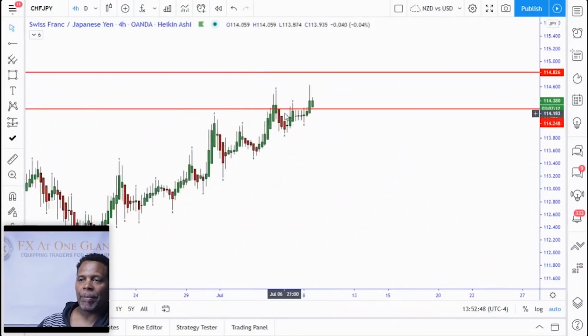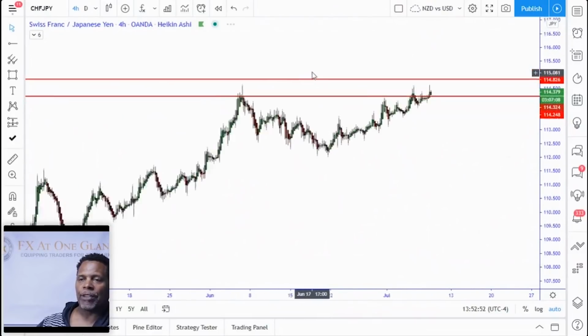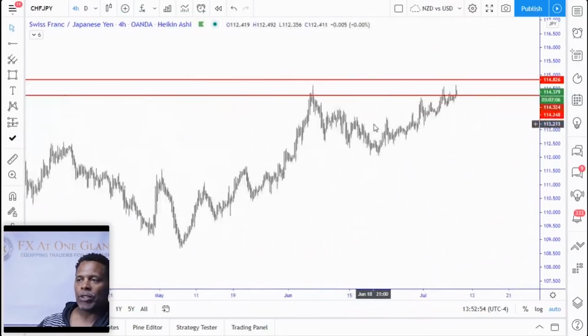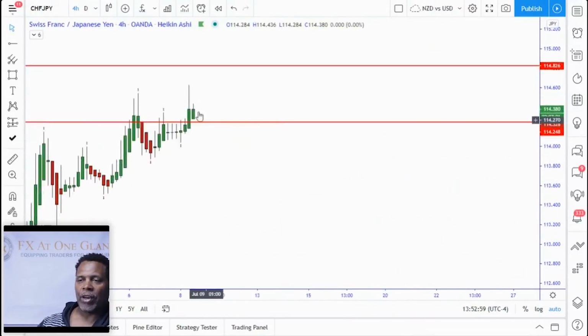But see, I like to be up in the zone. We are in the zone. If I did take this sell, I would have had to put my stop loss above the zone because I already have the level. I'm always going to play the zone first. So now I want to see a sell signal. We don't have any yet.